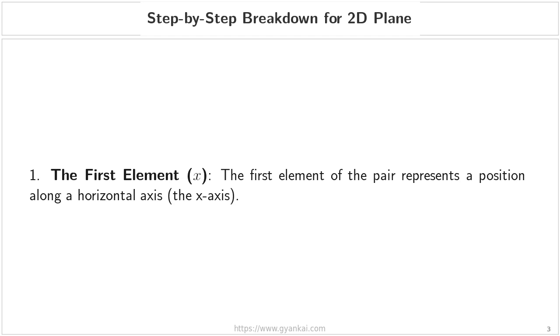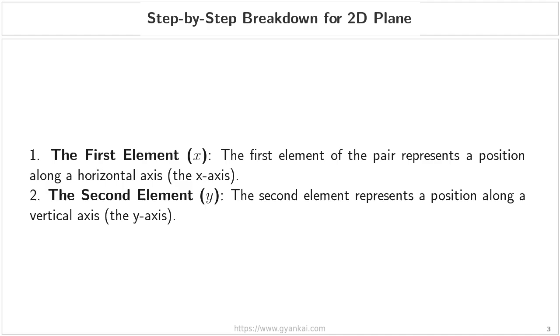Step-by-step breakdown for the 2D plane. First, look at the first element of the pair, which we call x. You can think of this value as your horizontal instruction. It tells you exactly how far to move left or right along a horizontal line, which we call the x-axis. Next, we look at the second element, the y. This is your vertical instruction. It tells you how far to move up or down along a vertical line, known as the y-axis.